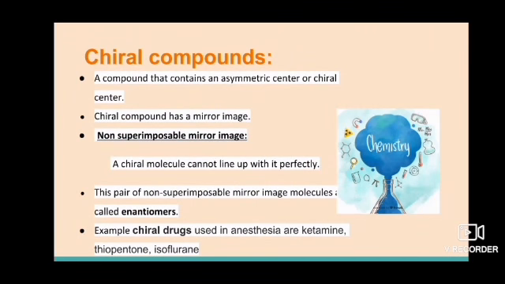A chiral compound is a compound that contains an asymmetrical center, which may also be called a chiral center. A chiral compound has a mirror image. They are non-superimposable mirror images, which means that a chiral molecule cannot be lined up with its mirror image perfectly. This pair of non-superimposable mirror image molecules are called enantiomers. Examples of chiral drugs used in anesthesia are ketamine, thiopentone, and isoflurane.